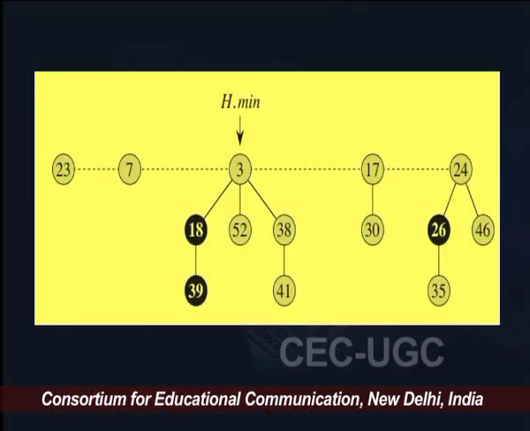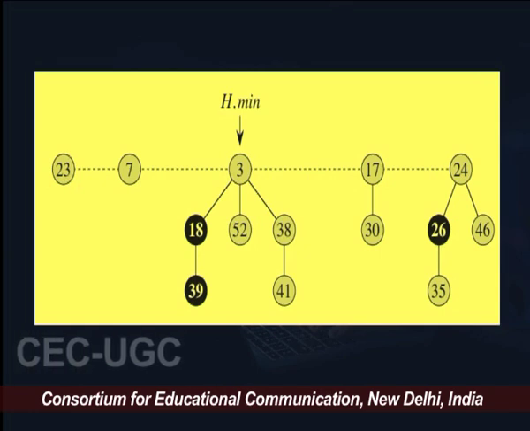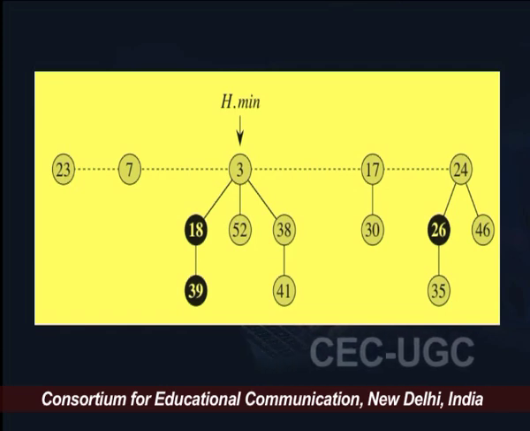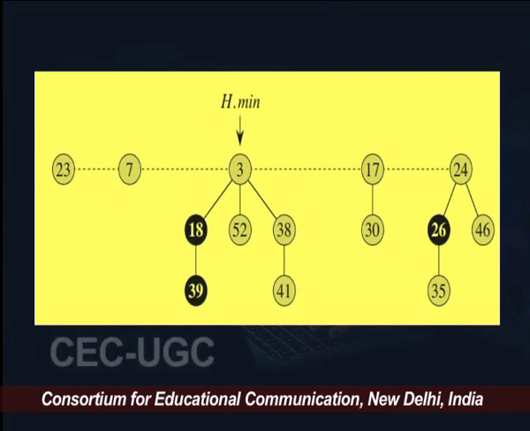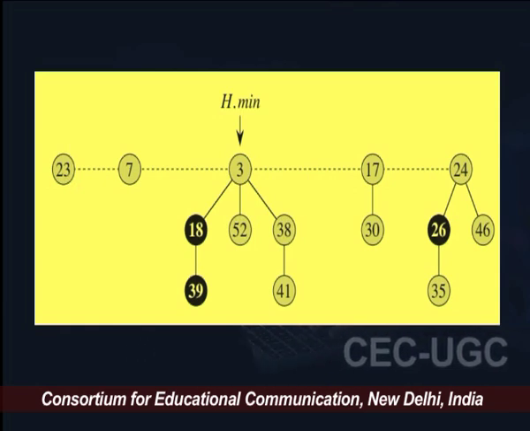Moving further, we have one more tree which has 17 as the root and 30 as the child element, and then finally there comes a tree in which 24 is the root, and then 26 and 46 are the left and right child respectively, while 35 here is the child of 26.